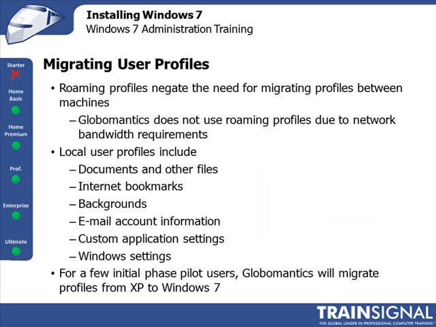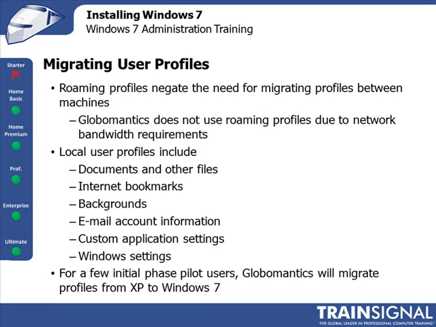There's a technique called roaming profiles that some organizations use to mitigate or negate the need for migrating profiles between machines. What roaming profiles allow you to do is have roving users that can log into any computer in the organization, and all of their files and all of their settings follow them. GlobalMantic does not use roaming profiles because of the significant network requirements. Roaming profiles can slow things down, so GlobalMantic decided that it's not for them.